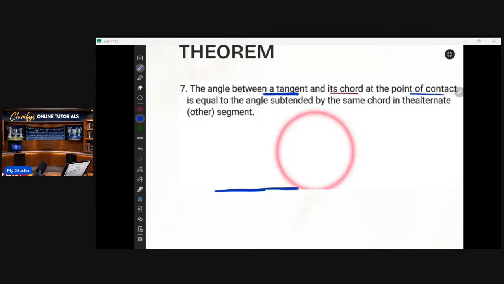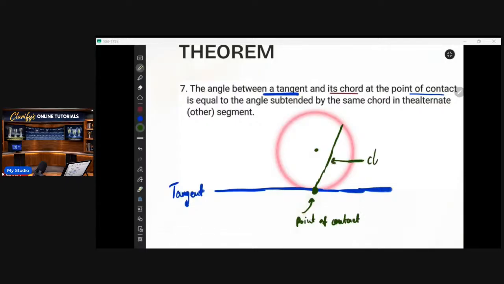Angle between a tangent and its chord. So let's put tangent. The moment we hear the word tangent, we should put it. Here is the tangent. Here we don't have to stop drawing it at the point of contact. We are just doing a tangent here. Then there is a chord, so we must put the center here. The center of the circle is there, but then there is a line which is a chord going to the point of contact. This is the point of contact here. And here we have a chord.